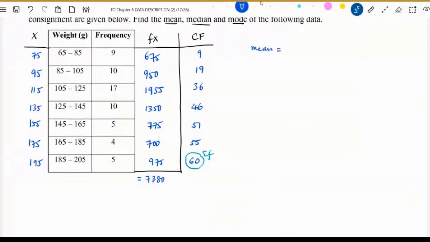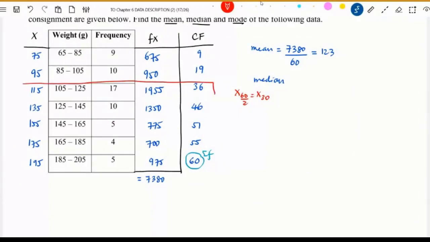Okay, to find the mean. Since we already put this whole table in your solution, we directly use the value 7380 divided by 60. So we will get 123. Okay, median. So you have to find the observation first. So 60 divided by 2, we're going to have the 30th observation. So 30 lies in this class, because we refer to CF.